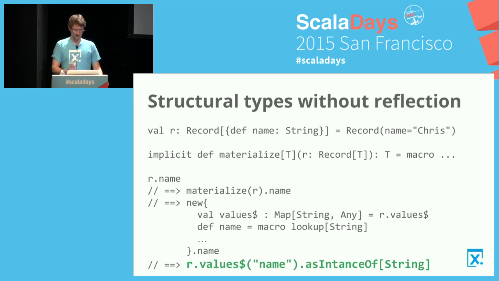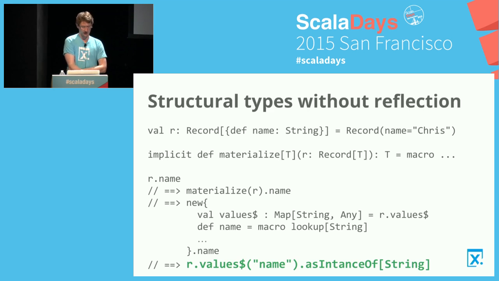And we'll spend a little bit of time on this slide, but this is basically how my records implement structural lookup, or lookup in the structural type, without reflection. So the record itself has the structural type as a type argument, and there is an implicit conversion that converts from this record to the actual implementation of the structural type, like an anonymous class. And down there are the steps that happen.